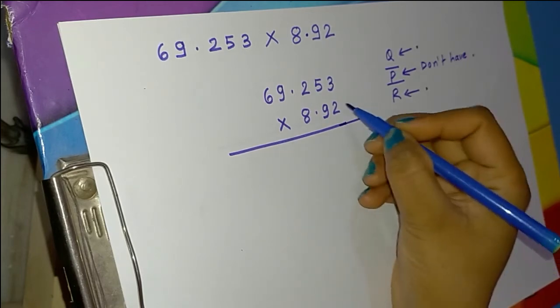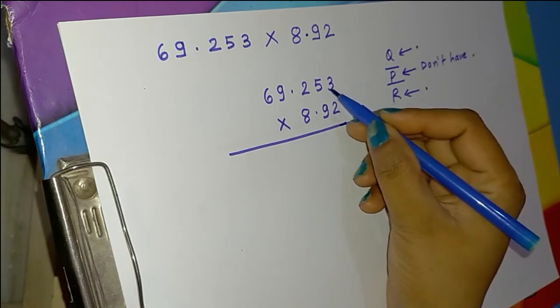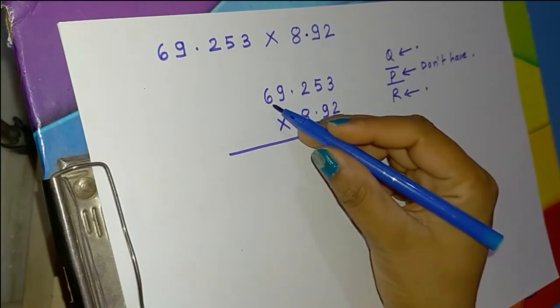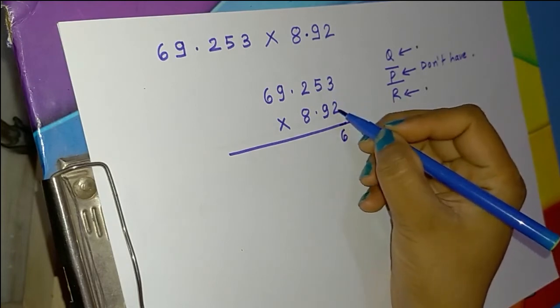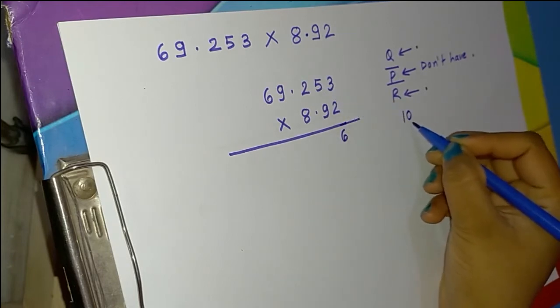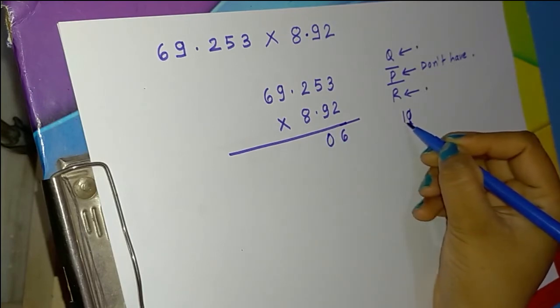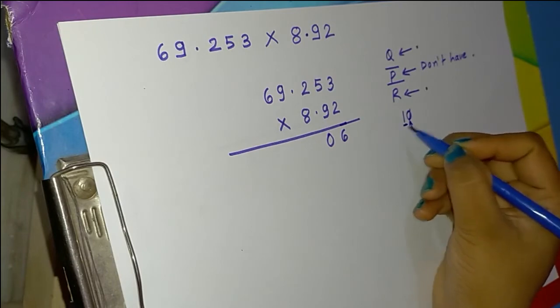Now we are moving for the process. Let's start. Here we need to multiply this 2 with this 3 first, then with 5, then this 2, then this 9, and then with this 6. 3 times 2 is 6, 5 times 2 is 10. So we need to write down this 0 here and this 1 is carry forwarded. Now 2 times 2 is 4 and 4 plus 1 is 5.